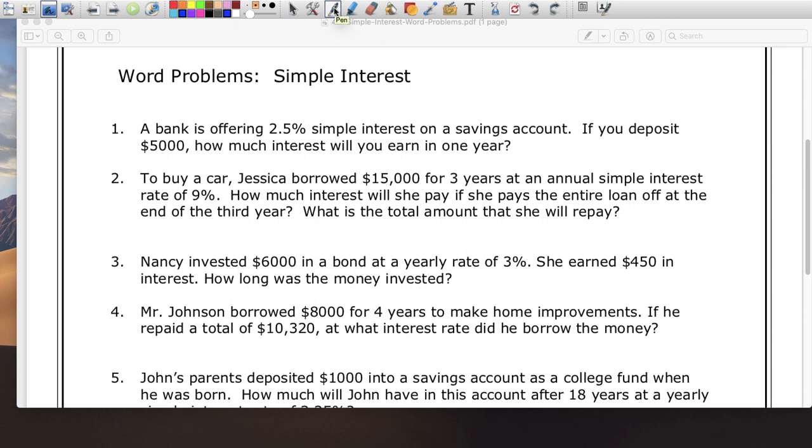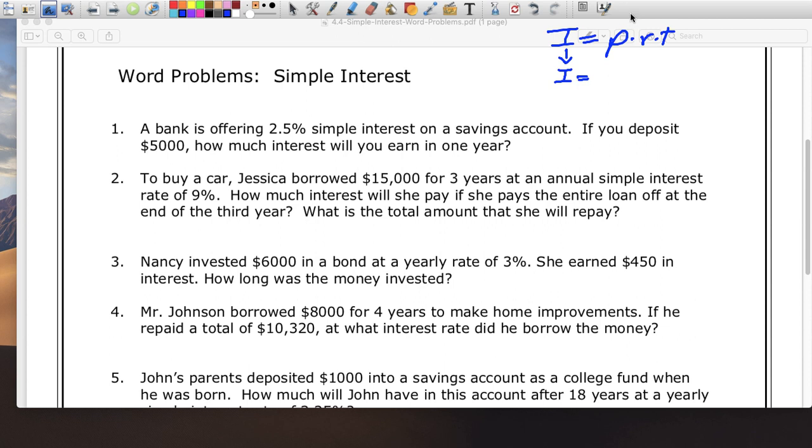All right, so we'll start with the first question. And I would always start with this because I equals P times R times T. In the first question, it says a bank is offering 2.5% simple interest on the savings account if you deposit 5,000. How much interest will you earn in 1 year? So how much will the bank give me is what I need to find.